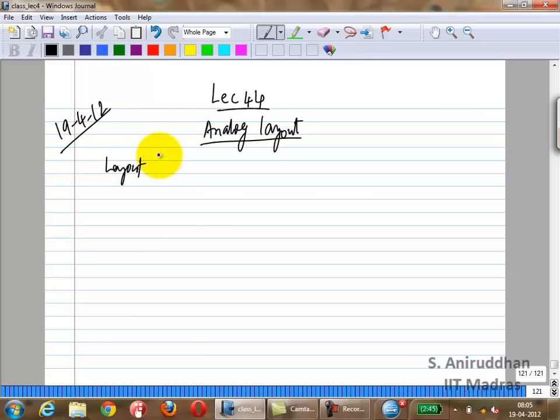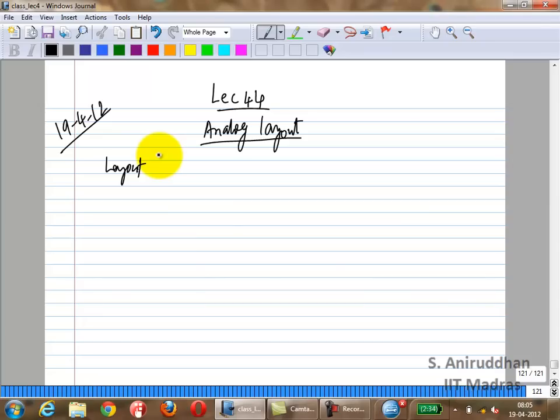So first of all, has everyone heard of the word layout? Apart from design, I guess some of you have. How about the others? Have you heard of the term IC layout? Have you done a digital ICs course before? No, some of you have not.